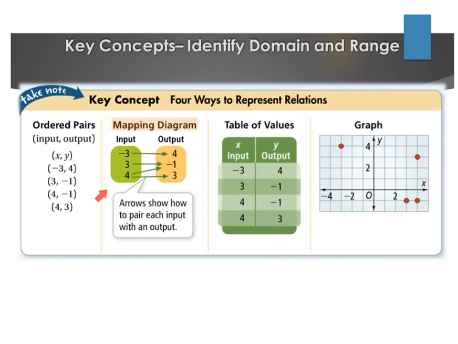Next is a mapping diagram. Here is the input. There is the output. This is the x. This is the y. Then you can have a table of values. X is the input. Y is the output. And last, you can have a graph where x is the input and y is the output.